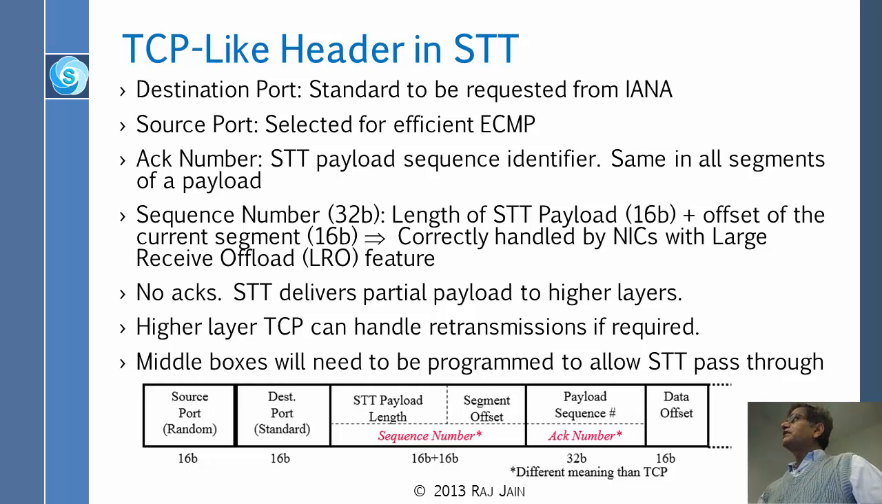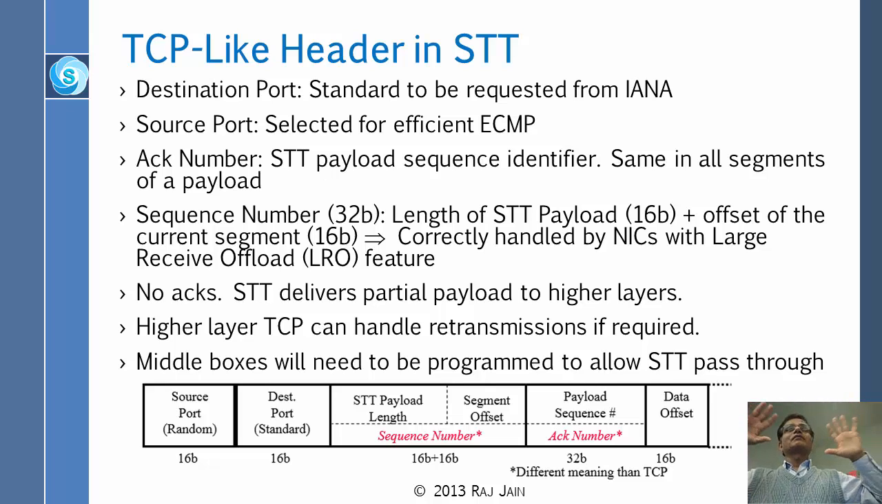So the ACK number is being used for the payload sequence identifier. Same in all segments of a payload. So you have 64K byte chunks. They become lots of segments. All of those segments will have this number, which will be used at the other end to assemble that back into one.